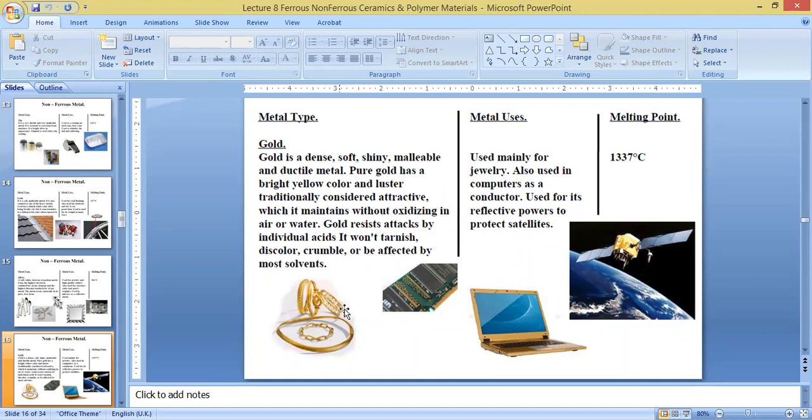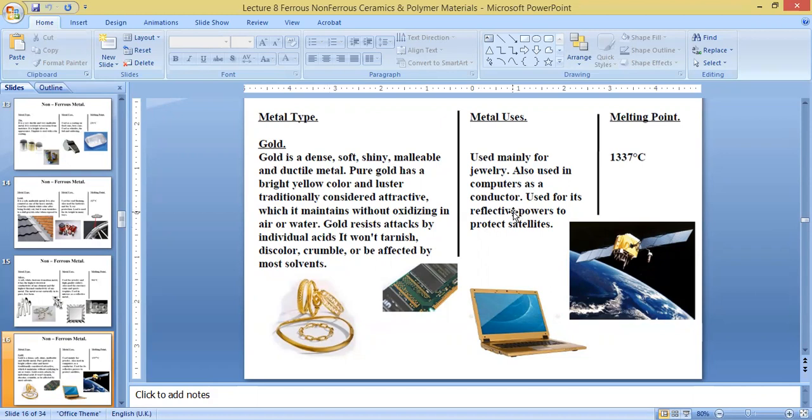So if you have something made out of gold and it reacts with water and air, just know it's not pure gold. Gold resists attack by individual acids. It won't tarnish, discolor, crumble, or be affected by most solvents. So that's the beauty of gold.